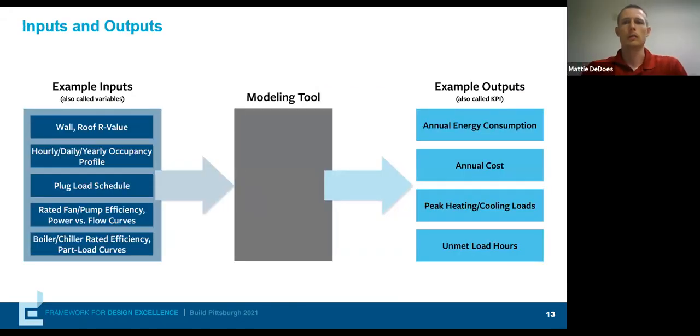So we talked a little about what energy modeling is and why we're doing it. Now we're going to get into the how, the nuts and bolts of the process.